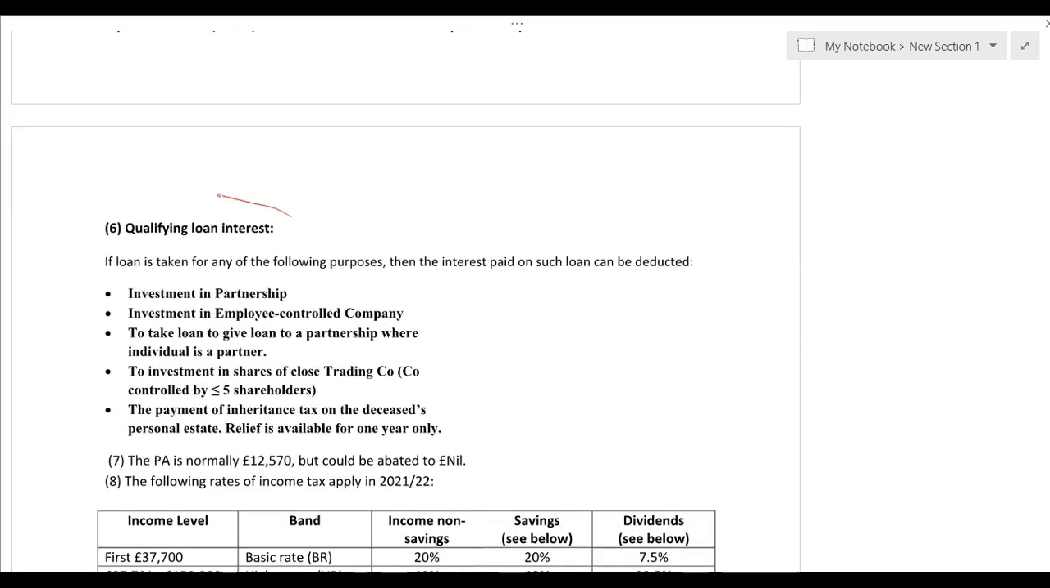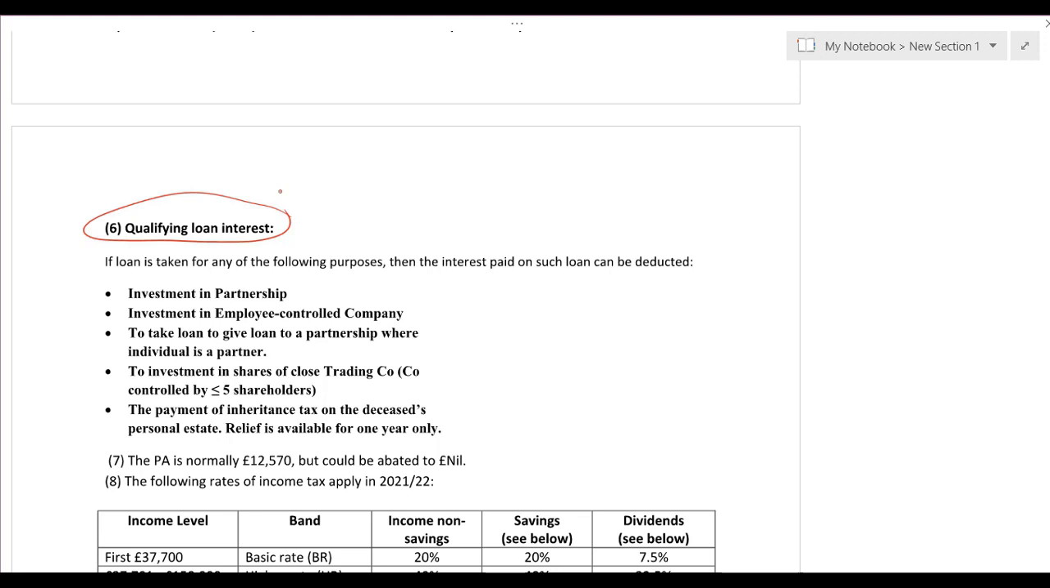One more concept you need to know is qualifying interest. Number one concept, qualifying interest is not deducted from any individual source of income. Actually, qualifying interest is deducted from the total income of the individual. You just need to know one thing. Qualifying interest is deducted from the total income of the individual.